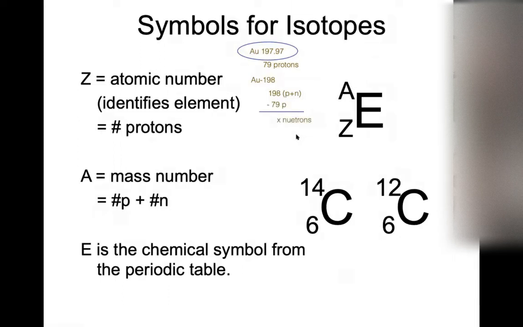Okay. Next, we're going to talk a little bit more about the average and how the average differs from the individual atoms. And then we're going to look at calculating the number of neutrons.